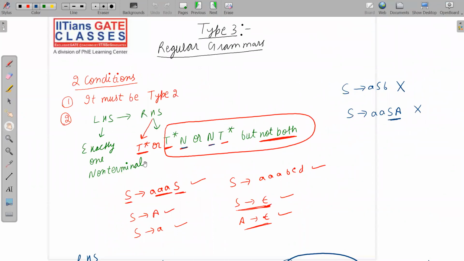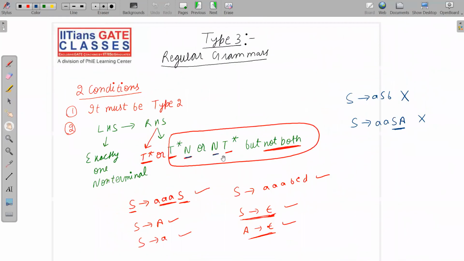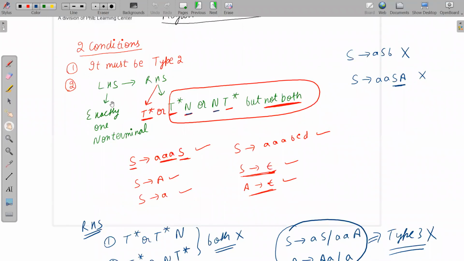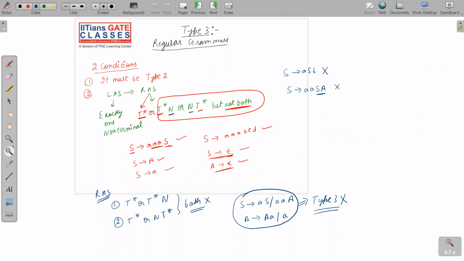Okay, so type 3, I think you have already noted down. This is again a very important scenario, so please note it down carefully. Let me put everything on one slide so that you all can note it down. If you want more examples on type 3, then I think these things must be trivial for you. If I say S implies SAA or null, yes, this is type 3, no problem at all.